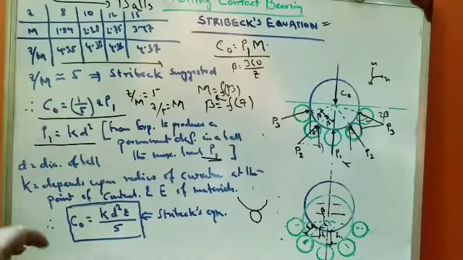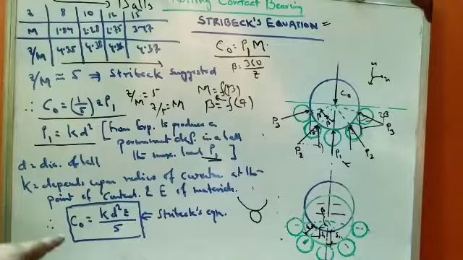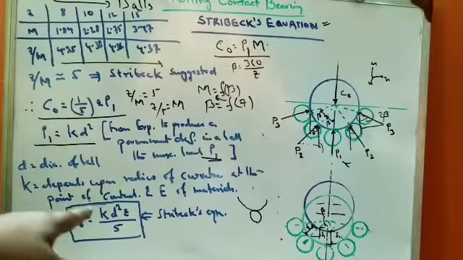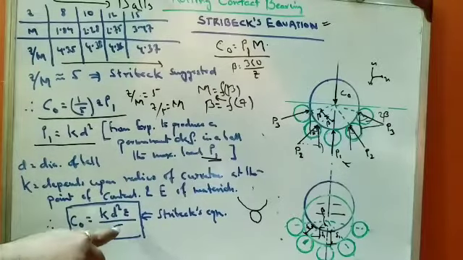Ultimately we put this value in place of P1, K into D square, into Z by 5. So we get that C0 is equal to K D square Z by 5. This is the desired Strebeck's equation.